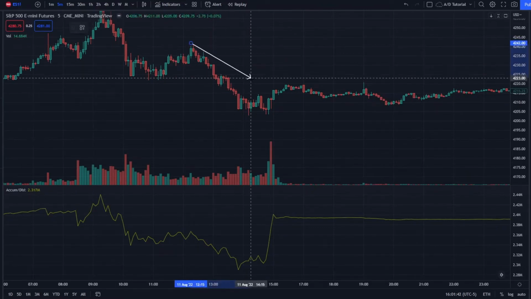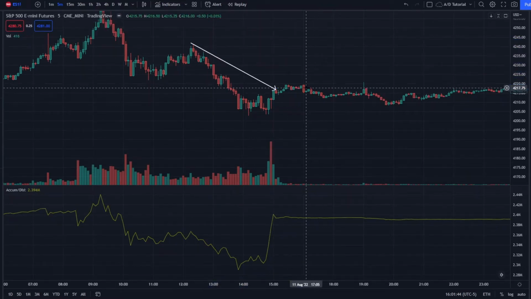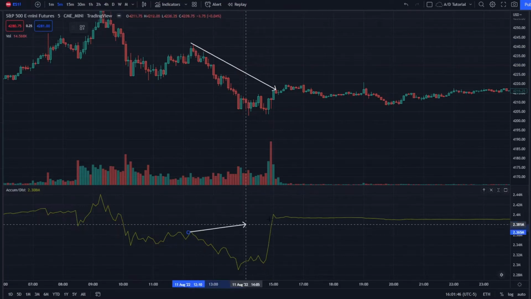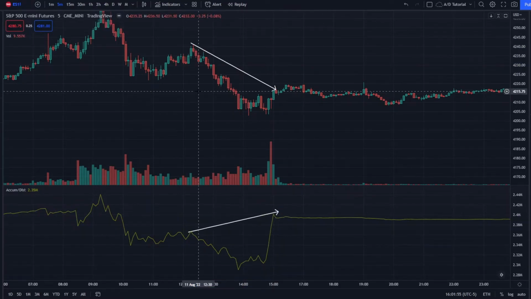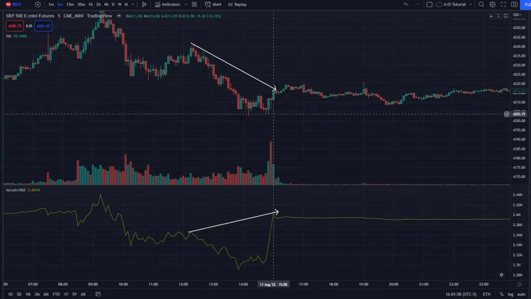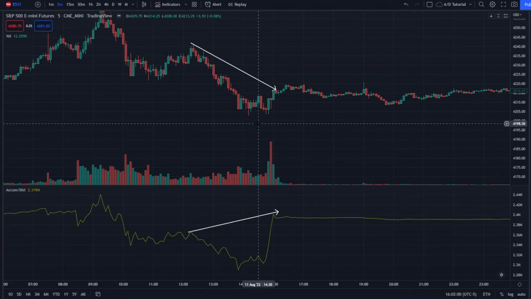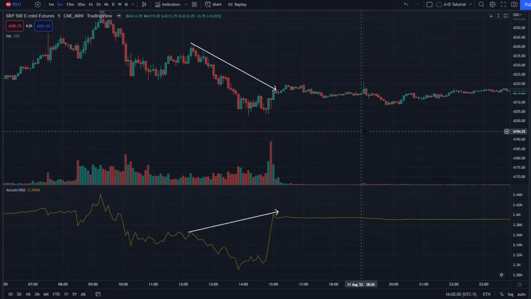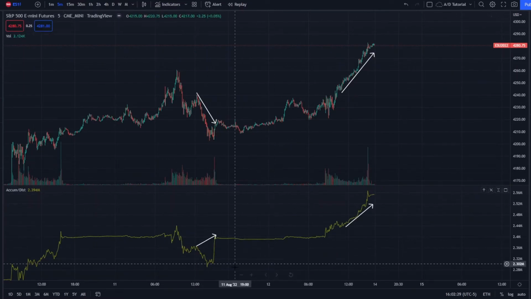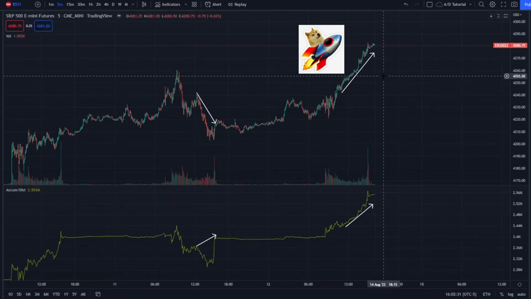We can see that price is making lower highs when AD is making higher highs. So this would be a signal that this downtrend is losing strength and that price is likely to reverse upwards in the near future. If we zoom out, we can see that this bullish divergence does indeed play out the very next day.